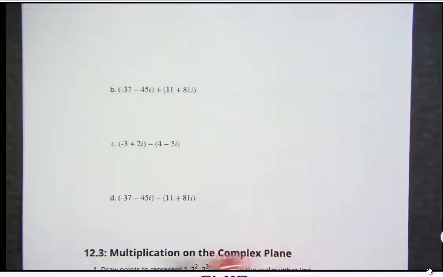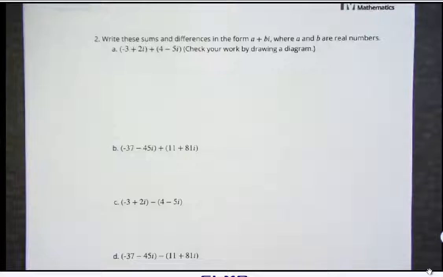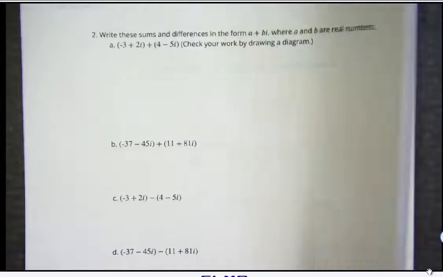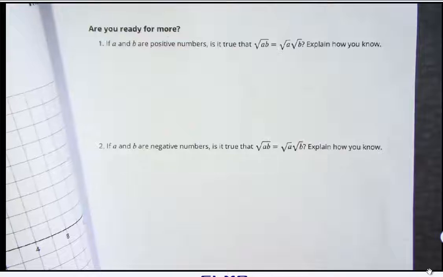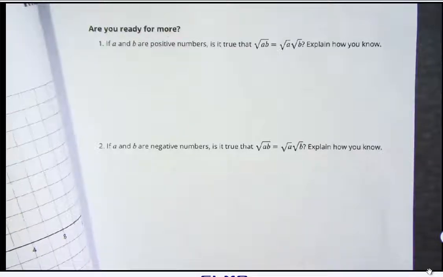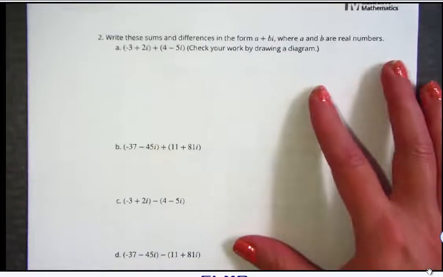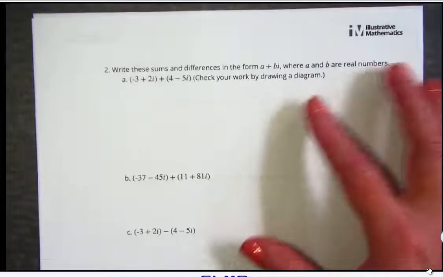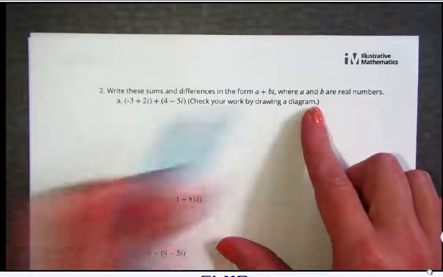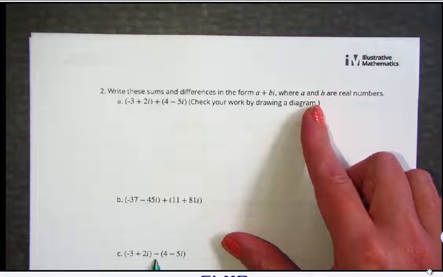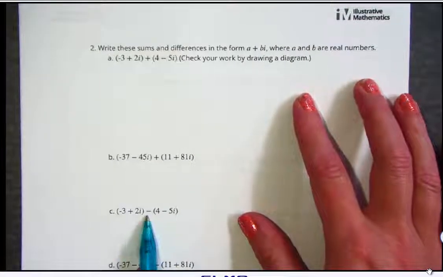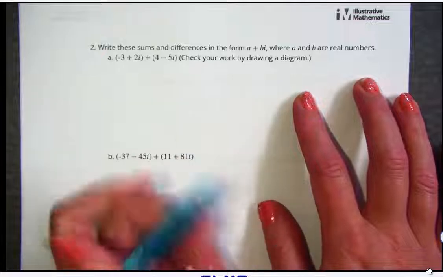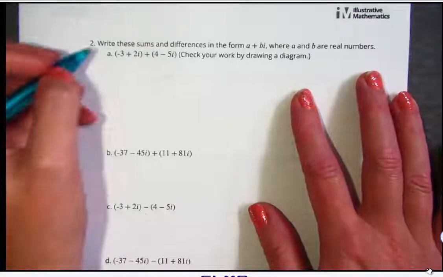Let's see, we're going to take care of that here, and then we're going to stop after that. The 12.3 section we're going to skip for here because multiplying on a complex plane starts to get a little interesting. It asks for the sums and differences, so we can add or we can subtract complex numbers. Okay, and it says to check your work by drawing a diagram. We're going to try it a different way.